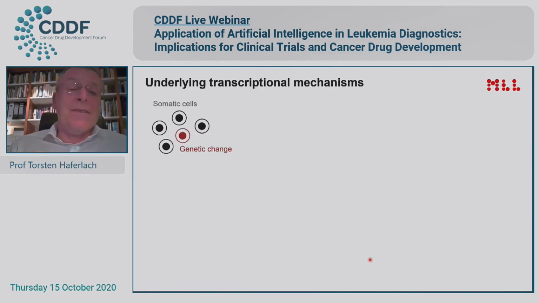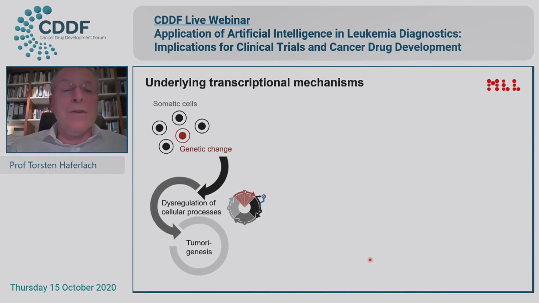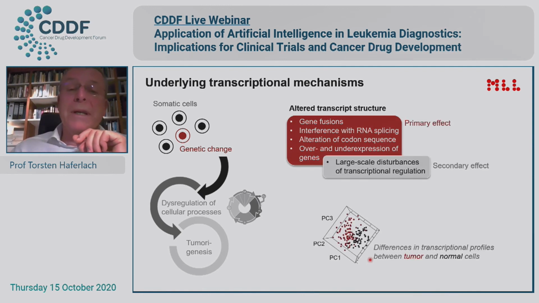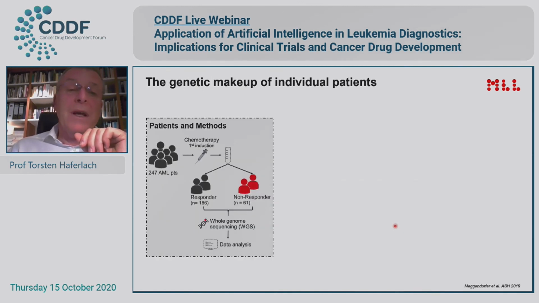That means we have the somatic cells that are benign, and we have the genetic change that leads to the malignant diagnosis. And then we go to any kind of dysregulation of cellular processes, pathways that are disturbed, and we see that there's the tumor. And by looking at the altered transcripts we see on the genome and on the transcriptome, on RNA level, and the overall underexpression, we can go forward. And we see these transcriptional changes, and we can discriminate by the information taken from the genomes or the transcriptomes. We can discriminate between tumor and normal cell, and that will lead us to more information on the mechanisms and how to treat those patients better than we do right now.